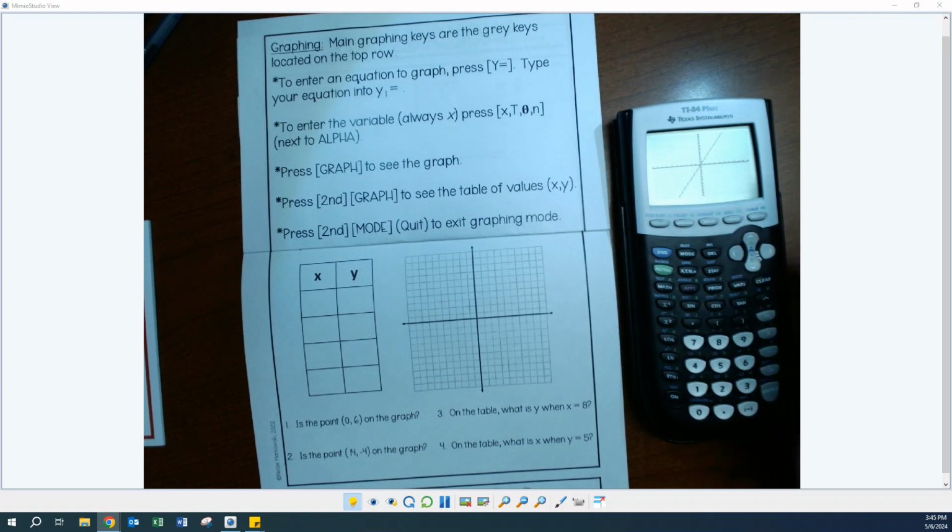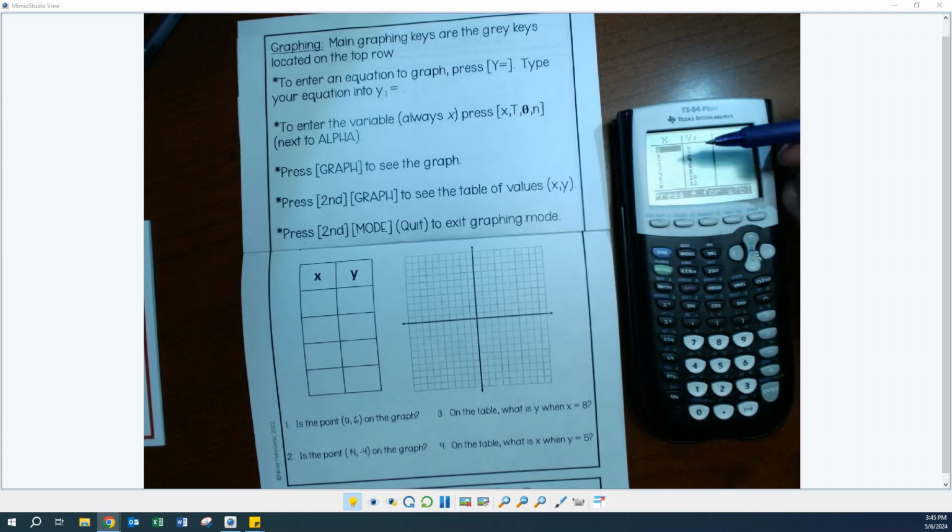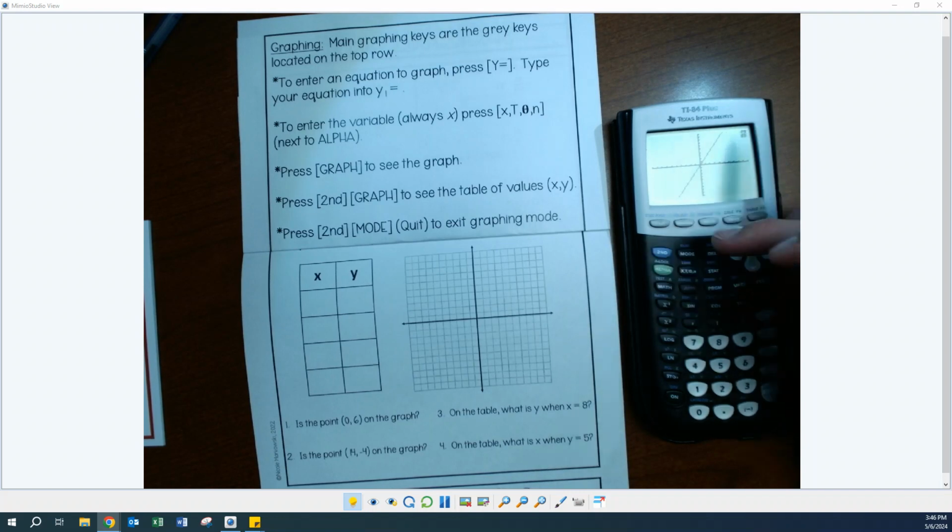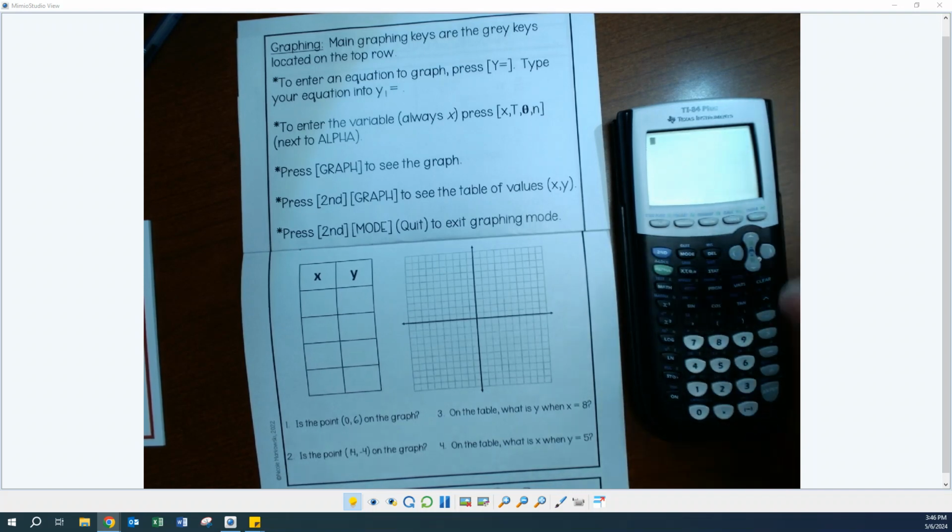If you want to see a table, table's written in blue right above the graph. So I have to hit second graph, and there's my table. These are my x values. These are my y values. If you want to quit graphing mode, you have to hit quit, which is right here. So you hit second and hit quit, and it gets you back to the home screen.